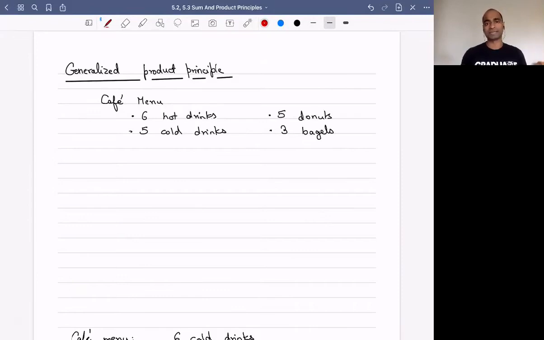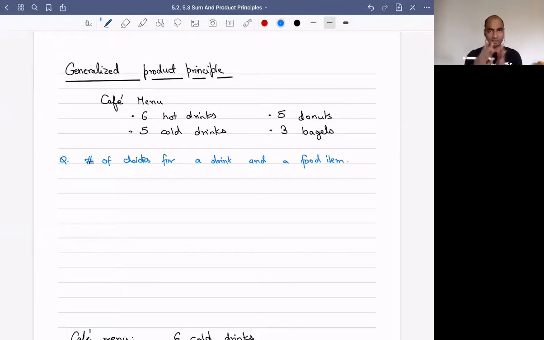Now we move on to more complicated stuff. The book calls this generalized product principle, but that's just jargon. It's nothing new. We are just using the same principles for more complicated problems. So now here is a more complicated problem. I go to the same cafe. I want to get a drink and a food item, but now I have choices. I have to choose between either a hot or cold drink, and I have to choose between a bagel or a donut, let's say. So now my question is number of choices for a drink and a food item.